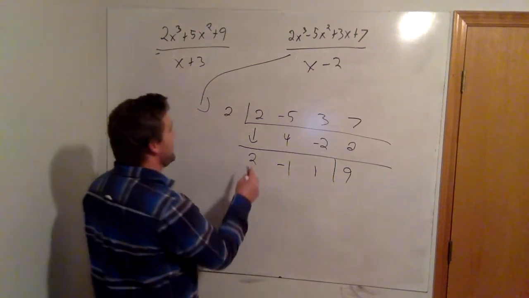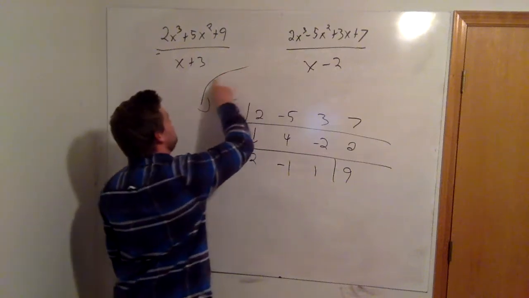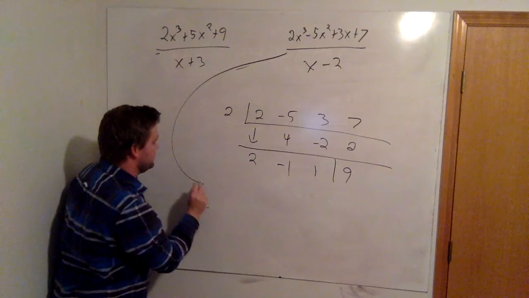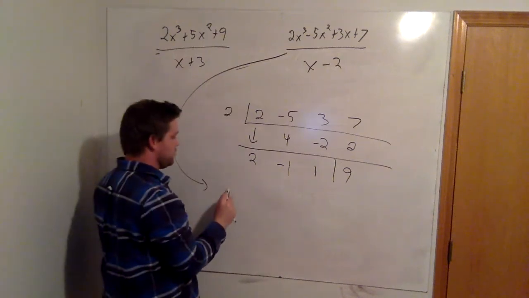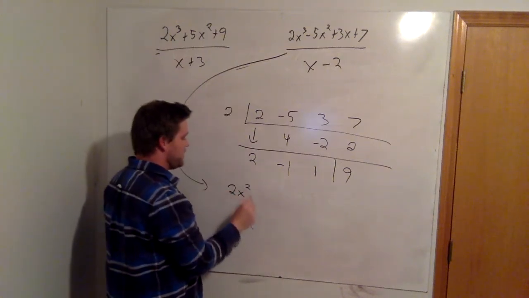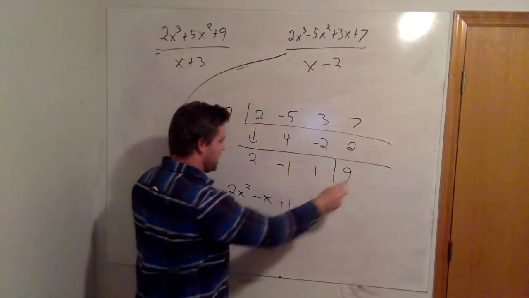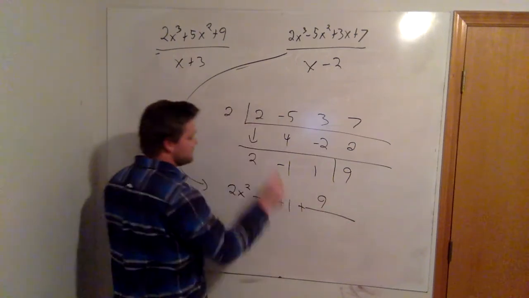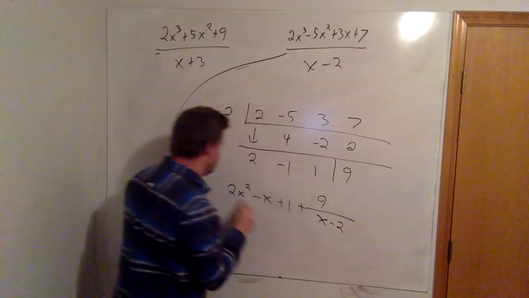Okay, so what we have here is this polynomial is equivalent to our quotient, 2x squared minus x plus 1. Our remainder is 9, all over our divisor, x minus 2. And there's the answer.